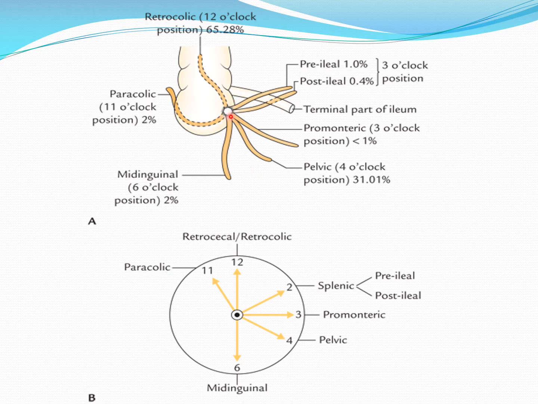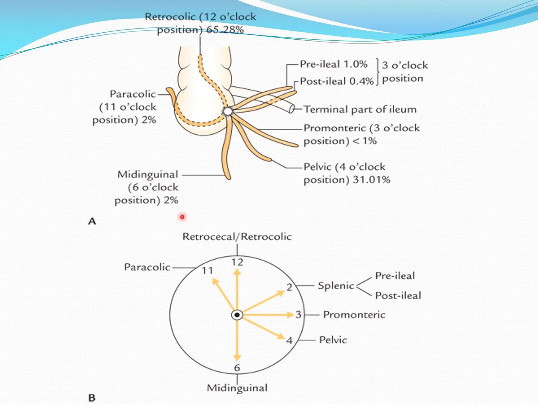Here you can see this diagram, the normal position of the appendix, and this one is the 11 o'clock position, paracolic, 12 o'clock, retrocolic, then 3 o'clock pre-ileal and post-ileal position. This part is the terminal part of the ileum. These are the promontoric or the 3 o'clock position. This one is the pelvic position, and this one is the mid-inguinal or the 6 o'clock position.